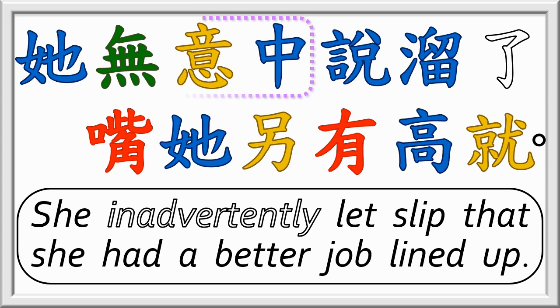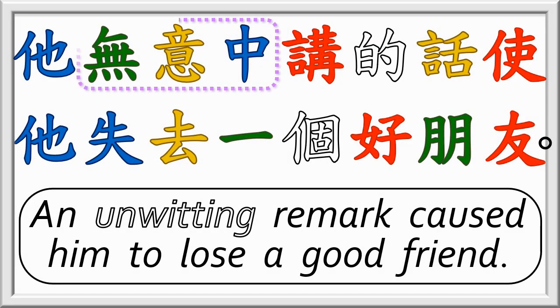The opposite of 有意 is 无意 or 无意中, also referring to an unintentional error. 他无意中说溜了嘴，他另有高就. She inadvertently let slip that she had a better job lined up. 他无意中讲的话使他失去一个好朋友. An unwitting remark caused him to lose a good friend.